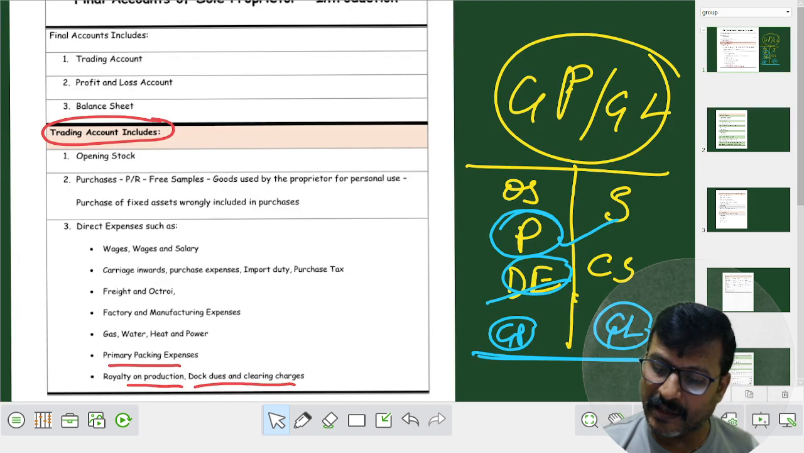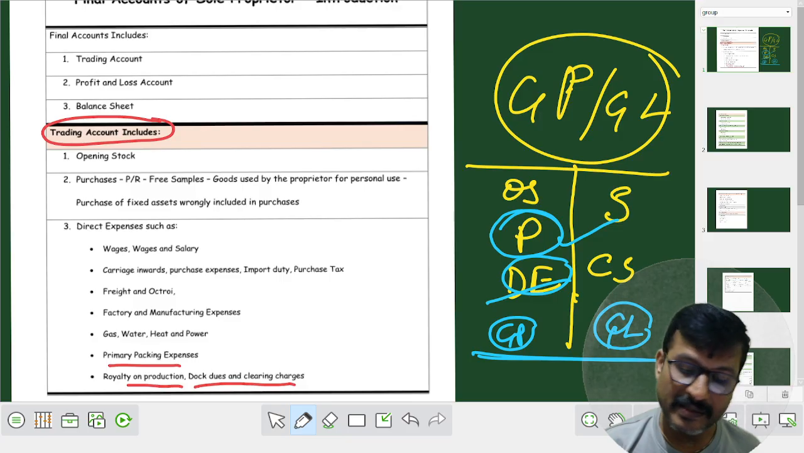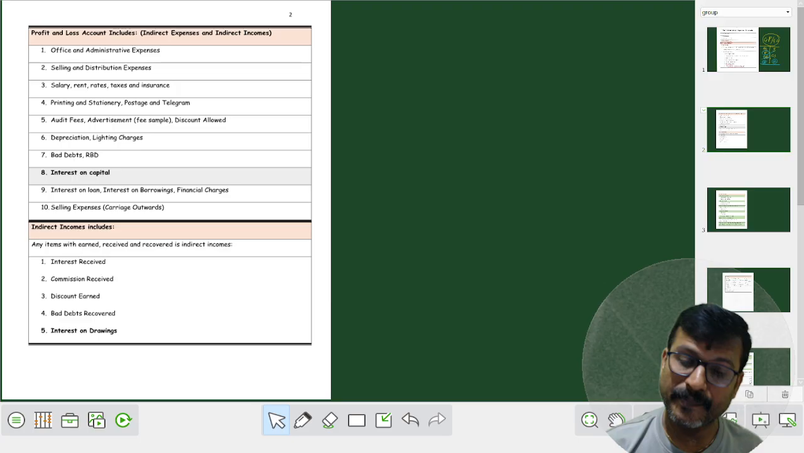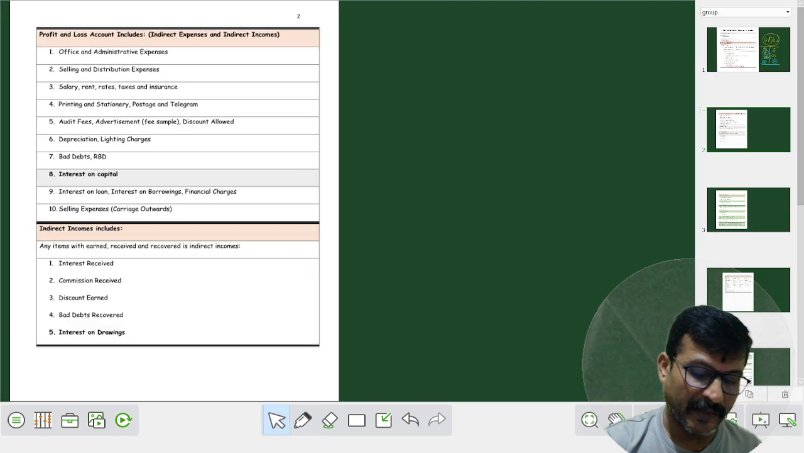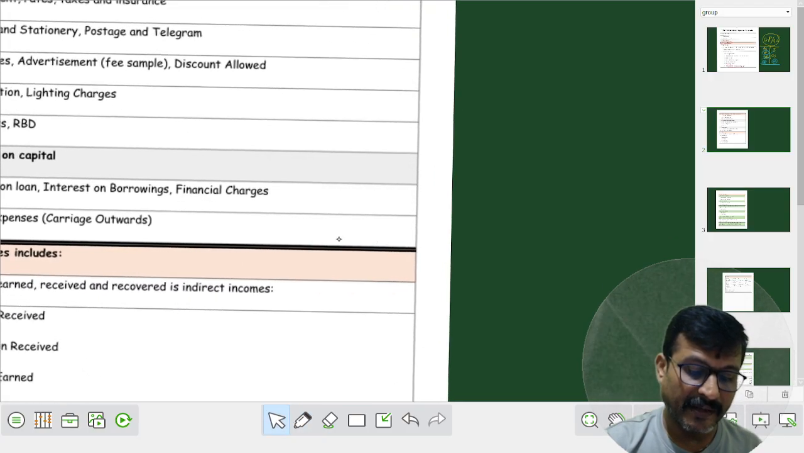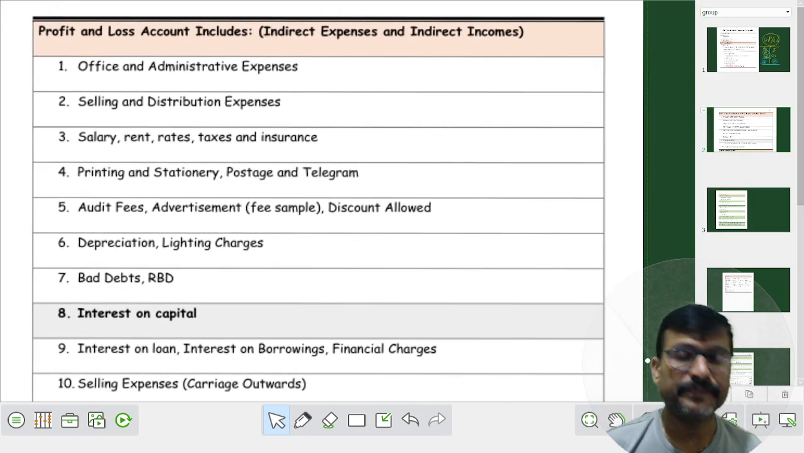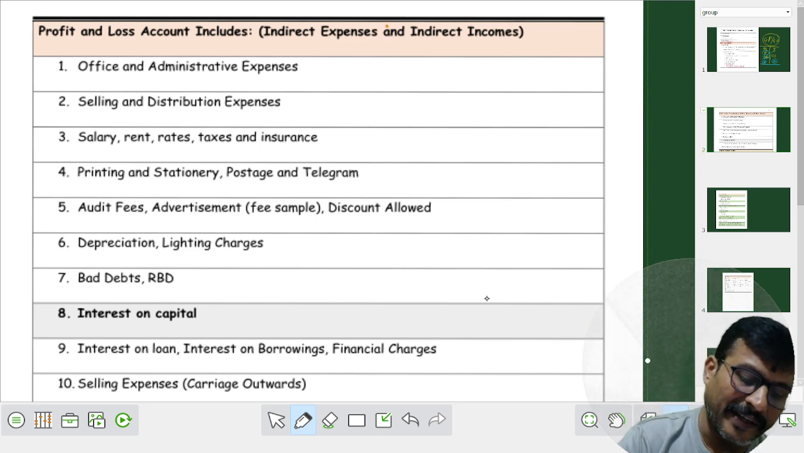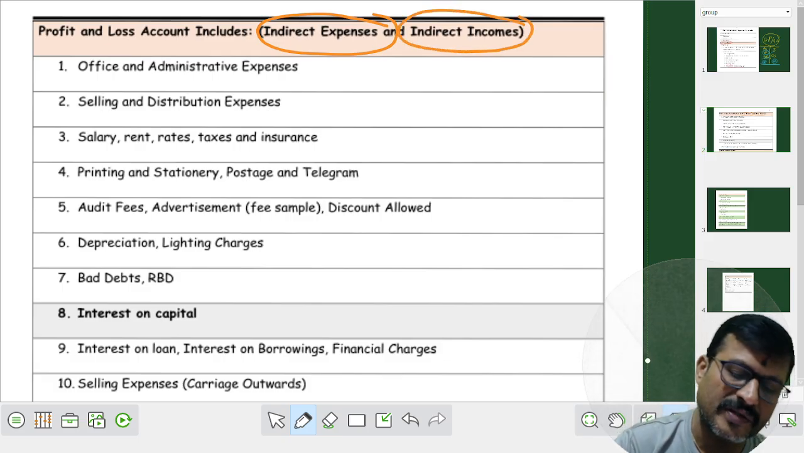When once the trading account is completed, we have to go for the next thing, that is profit and loss account. The profit and loss account includes what? See, what is included in the profit and loss account? Let me explain in detail. Profit and loss account includes all your indirect expenses and also it includes indirect incomes.